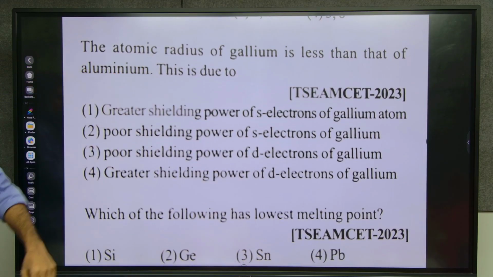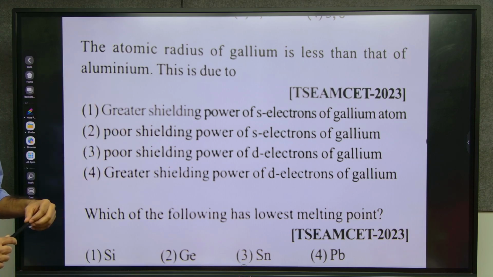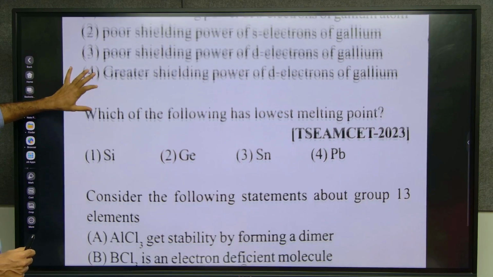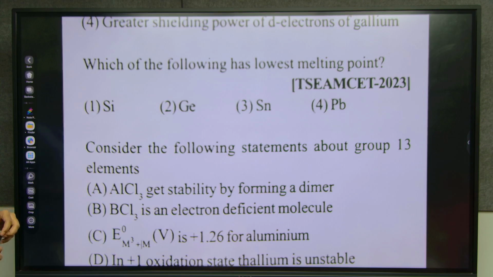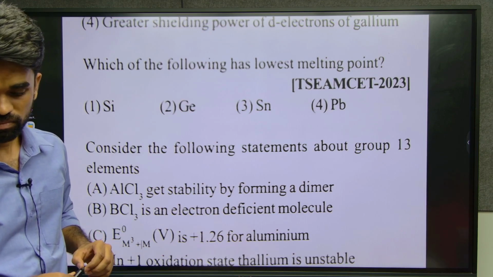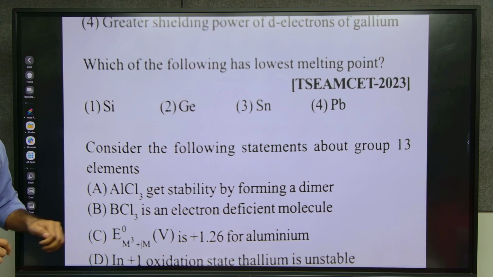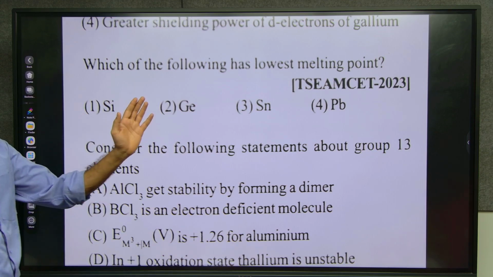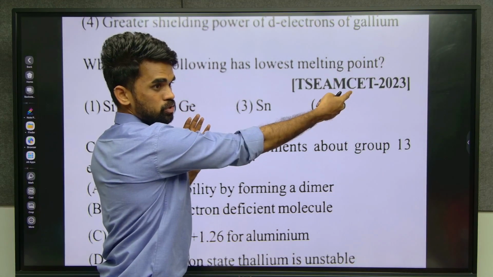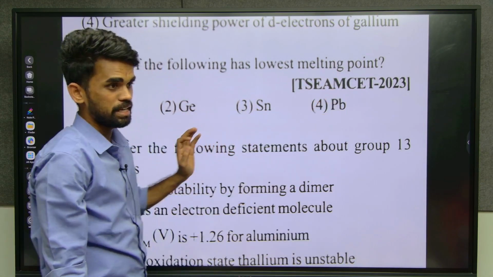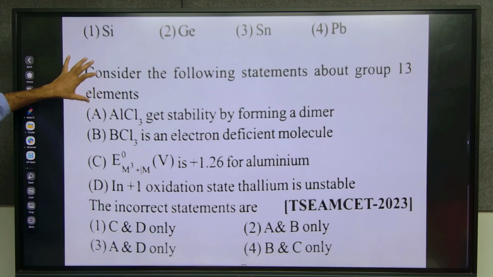What about this answer, you tell me. Atomic radius of gallium is less than that of aluminum. Morning class. Poor shielding of d electrons. Option C. Next one, this one. Melting point. Just look at the order that you have written just now. This one, like that I told you to put this at the last. So what is that? Tin. Next, this one, morning class.